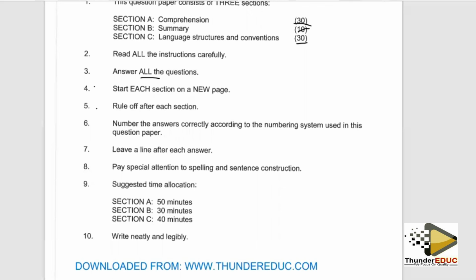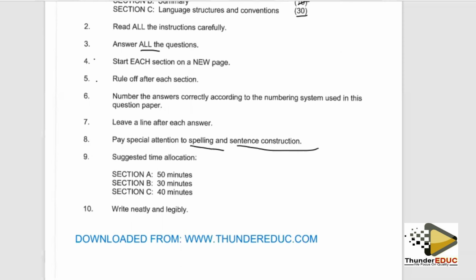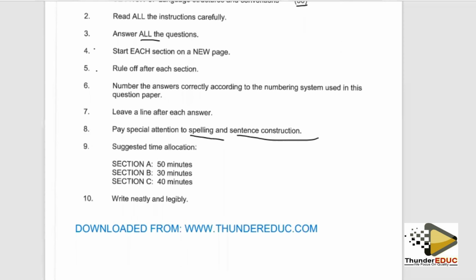Pay special attention to spelling and sentence construction. We are doing English Home Language, so spelling is going to tamper with your grammar. Sentence construction will make the sentence grammatically wrong. So let's be on point when we are coming to our Paper 1.